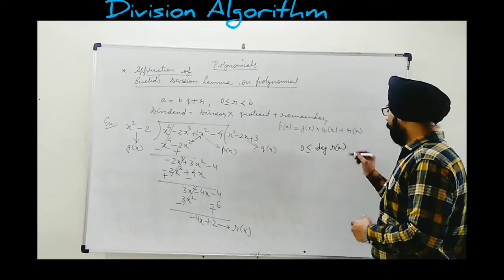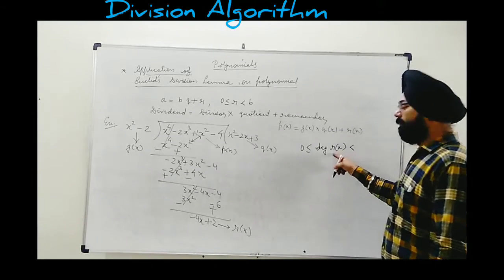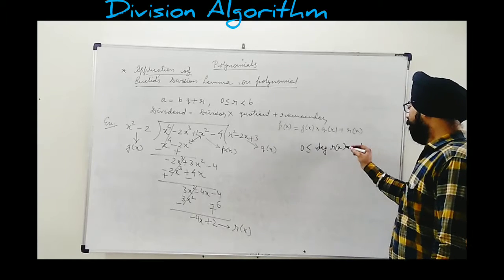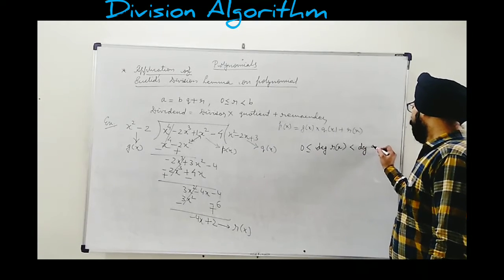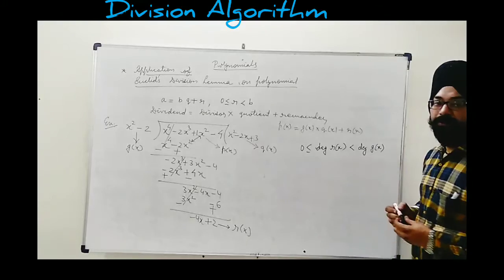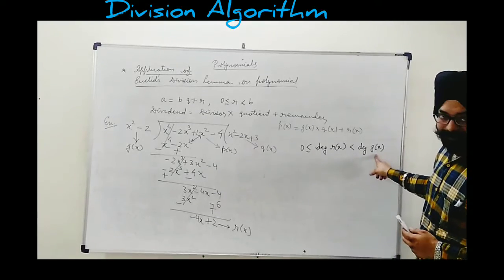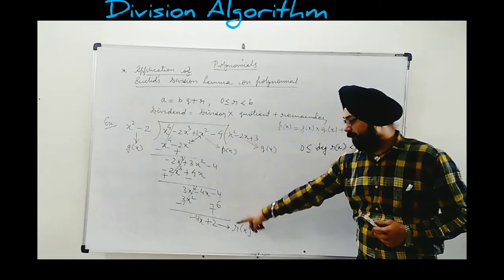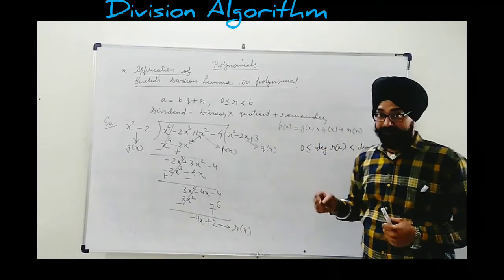Next, it should be less than, this degree should always be less than the degree of g(x), the divisor. Always the remainder's degree should be less than the divisor's degree.